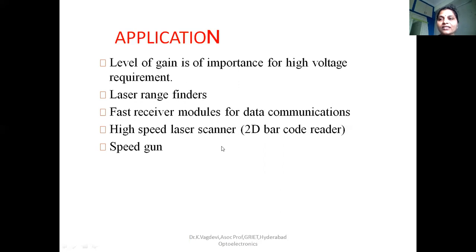In the earlier class, we discussed the PIN diode and how it acts as a PIN detector. In this class, we have discussed the APD diode and how it acts as an APD detector, the avalanche photo detector.